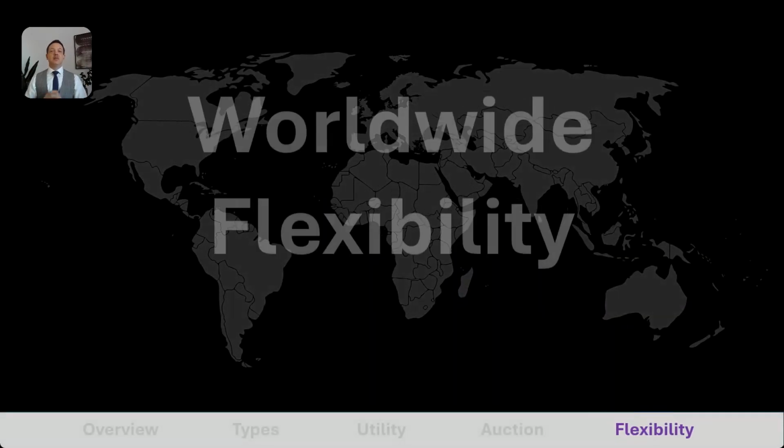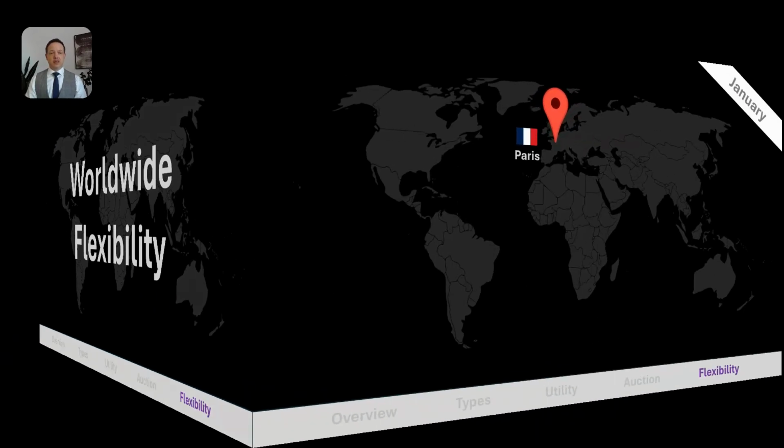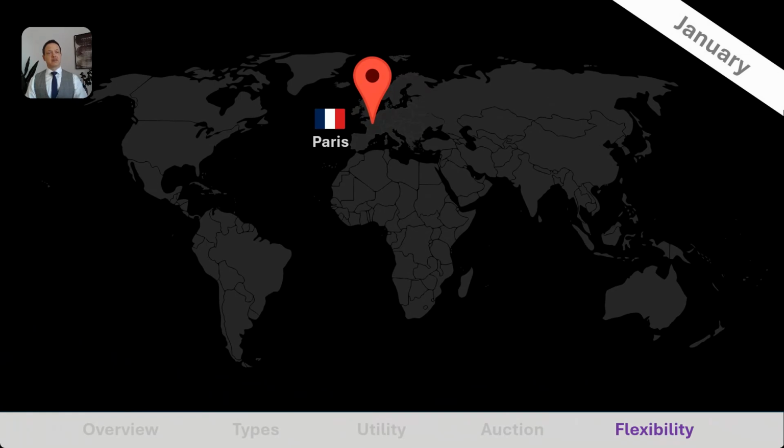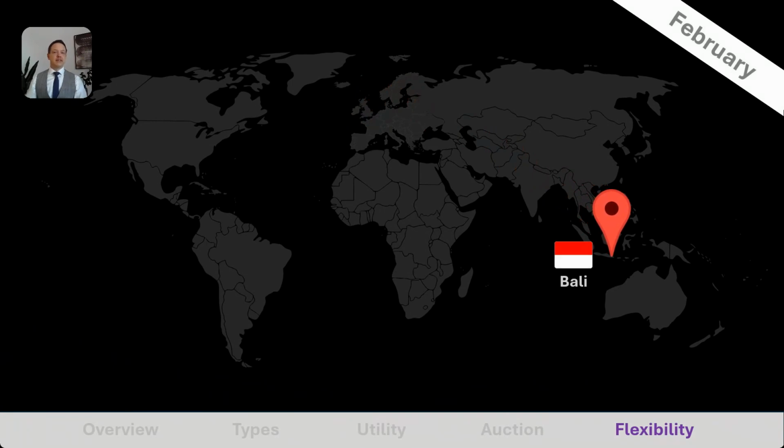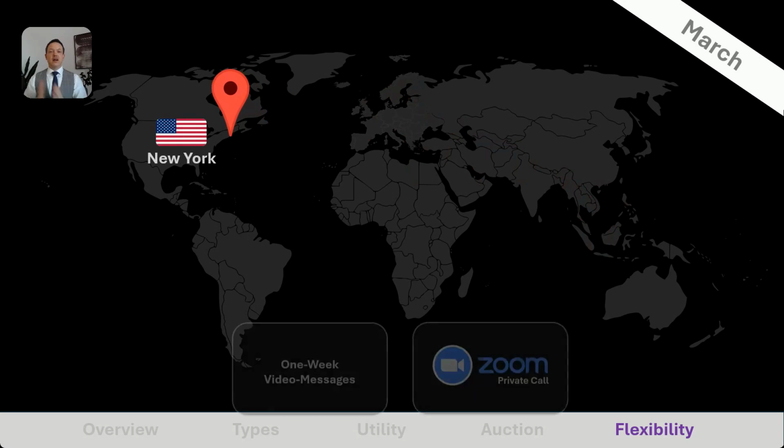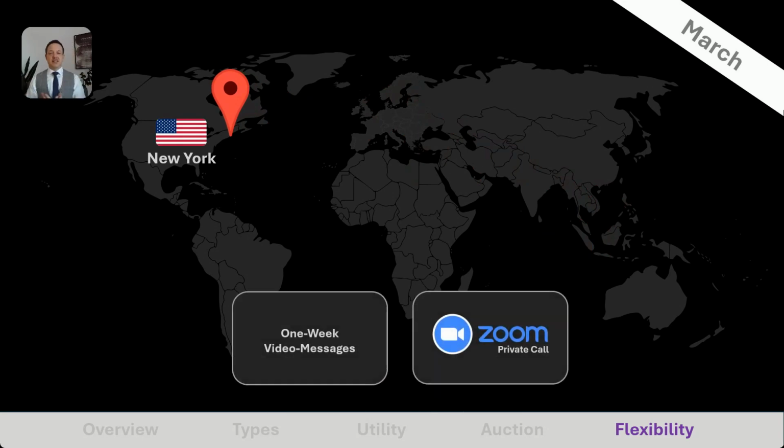And now the very interesting point, the last point, the flexibility. We are speaking about worldwide flexibility when we speak about your digital collectibles. Let's say in January you are in Paris, in February you're in Bali, in March you're in New York. From wherever you are in the world, you can provide these digital collectibles, the one-week video messages or the private Zoom call you can do from anywhere in the world. And that makes this whole concept so interesting. Think about it again. You can travel the world, you can finance all your travels, and you provide whatever access, giveaways, whatever you see fit.